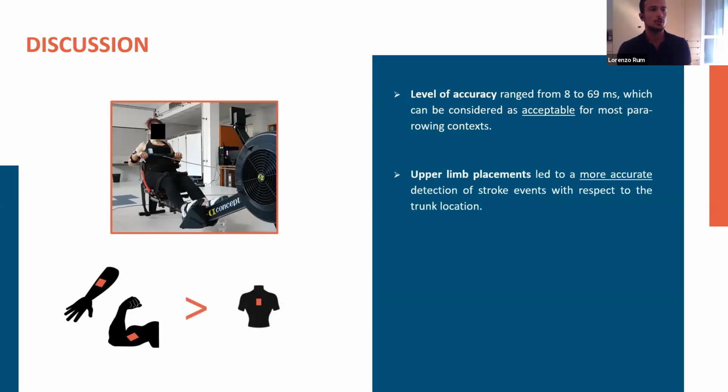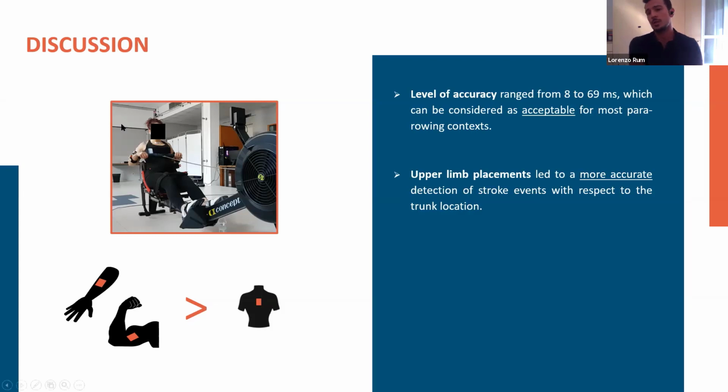For what concerned the accuracy related to the sensor placement, the upper limb placements led to a more accurate detection of stroke events with respect to the trunk location. This was because the signals from these two positioning locations displayed a more regular, repeatable behavior with easily detectable features of the signal, whereas the trunk acceleration and angular velocity proved to be less suitable for detecting the catch and finish events, because the movement of the trunk segment is altered due to the equipment setup, so the straps for thigh, pelvis, and thorax, or the presence of the boat seat, and therefore by the stroke technique itself, basically.